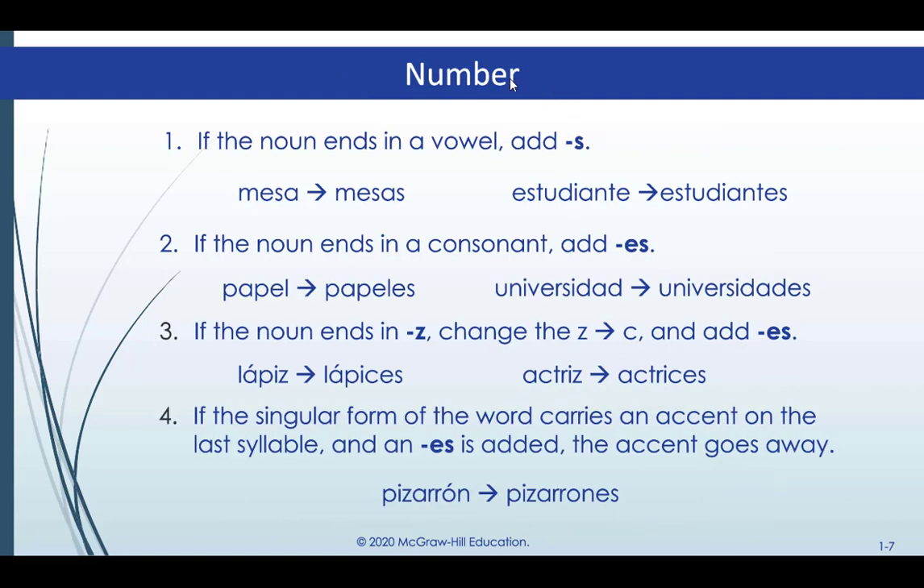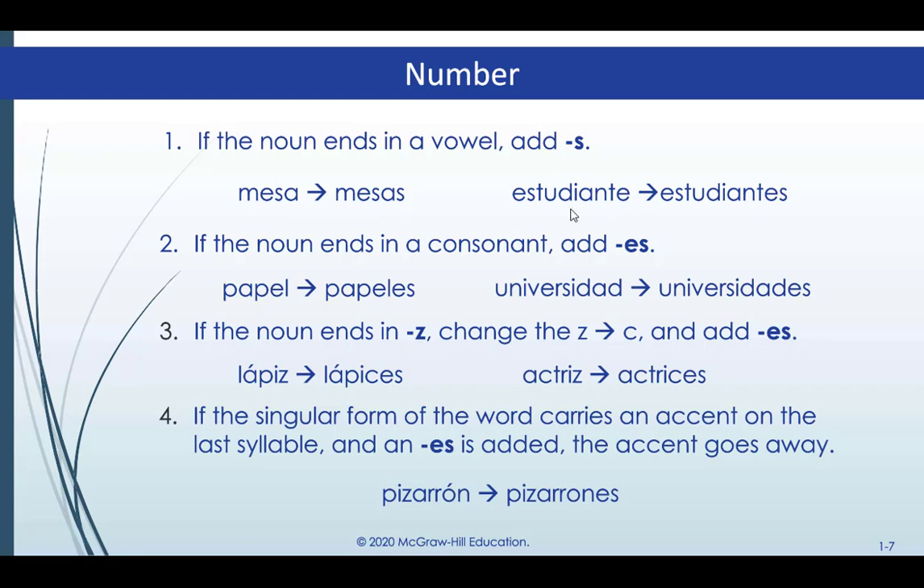Now, what about number? The number means that a noun can be singular or plural. Once you have a noun that is singular, like mesa, table, or estudiante, there are three basic rules. The first one is that if the noun ends in a vowel, A, E, I, O, or U, you just add an S to make it plural. That's it. So if you have mesa, table, how do we say tables? Well, you just add an S.